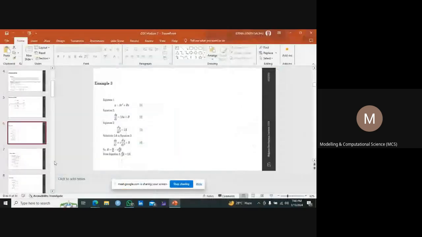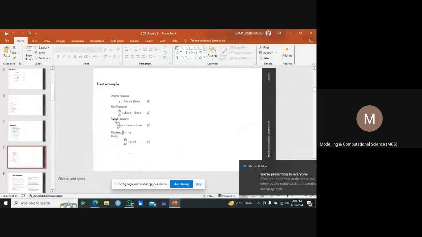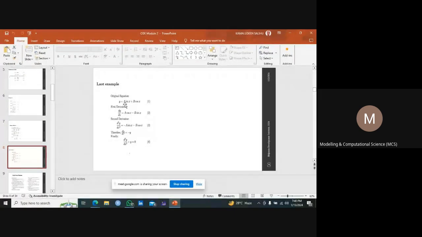So let us look at example number 3. Example number 3 is a trigonometry example. We have y equals a sine x plus b cos x as our problem. As we said earlier, we are going to count the number of constants we have. And here also we have 2 constants. So you differentiate this problem the number of times equal to the constants you are having.